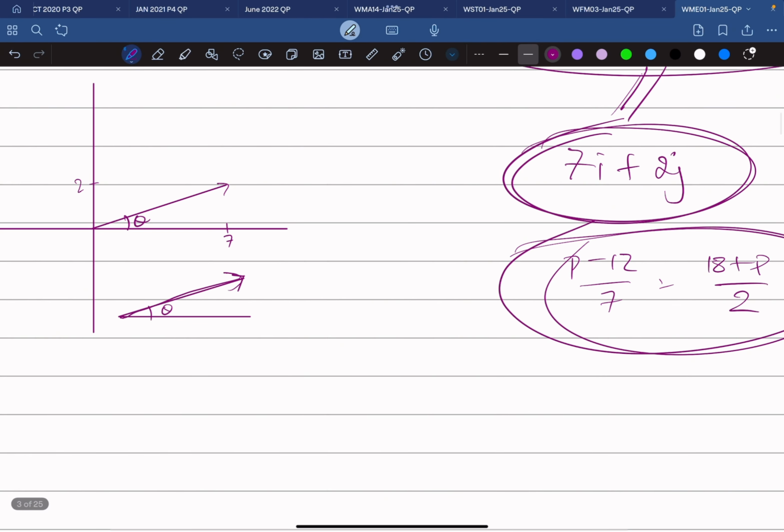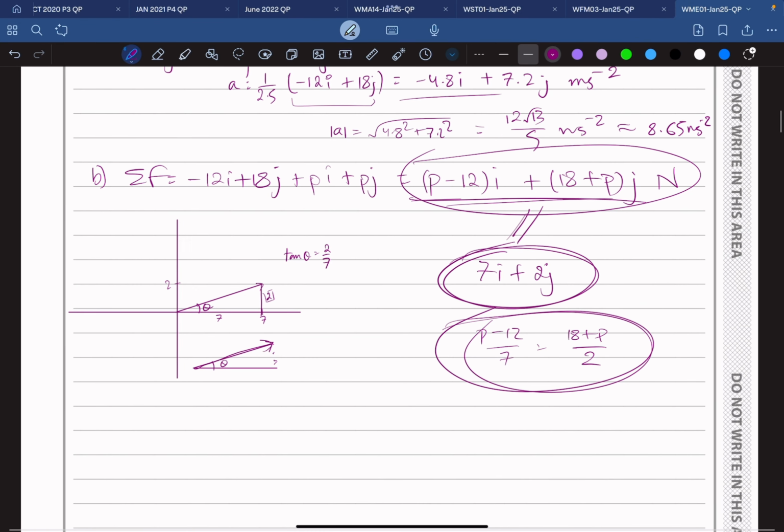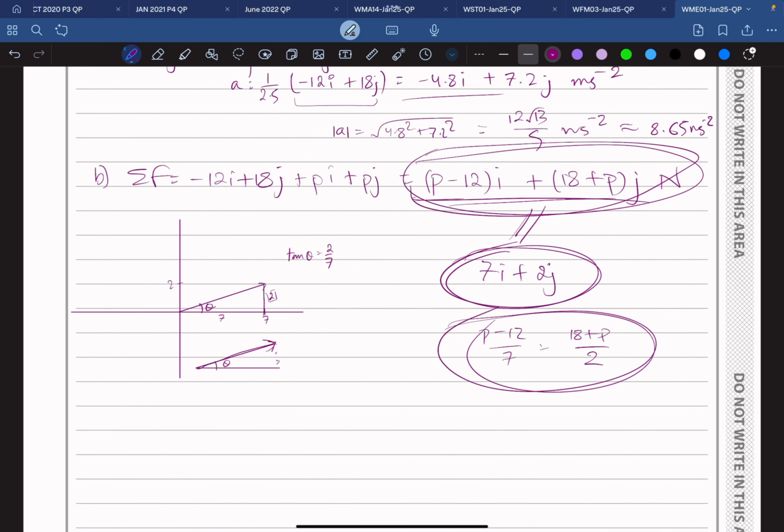Let's see how we can do that. Well, for this triangle right here, we have this length 2 and this is 7. We have the opposite and the adjacent sides. So we're going to take tan theta is equal to 2 over 7. And for this one, this was the vector, the resultant force. So here the horizontal component is p minus 12 and the vertical component is 18 plus p.